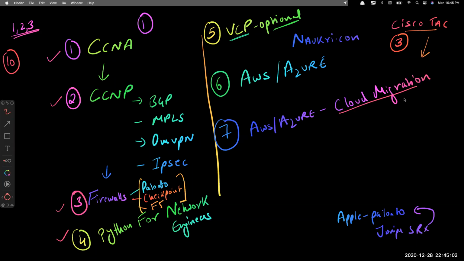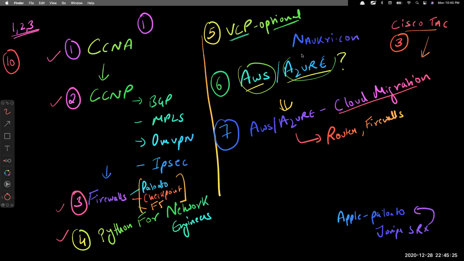Cloud migration means companies who are actually moving to cloud. In this course, you will configure routers and firewalls, but you will configure them in the cloud. Here you are learning what exactly the cloud is, right? You will learn how AWS works, how Azure works. But in AWS Azure cloud migration, you will configure routers, firewalls, and a lot of other devices in a cloud.